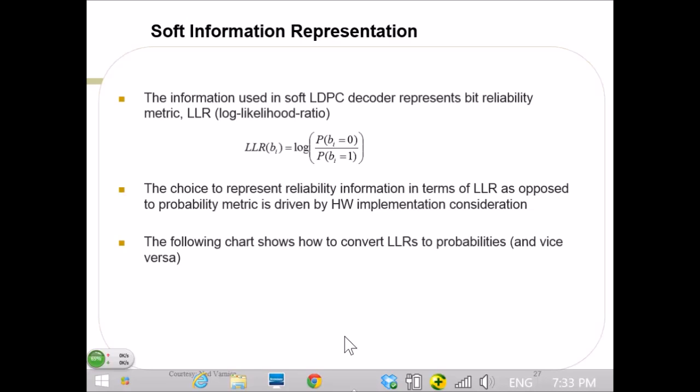Let's say if my 1 is 2.5 volts, and I read 0.5 volts, that has less reliability as compared to reading 2.4 volts. So if I can get that reliability information and use it as part of the decoding, then I can get better results. That's what we call soft decoding.